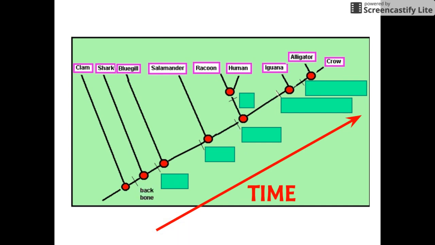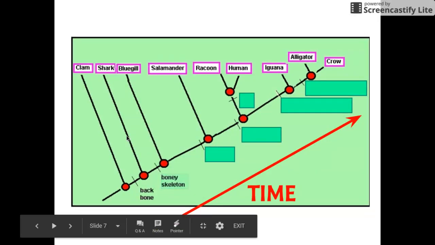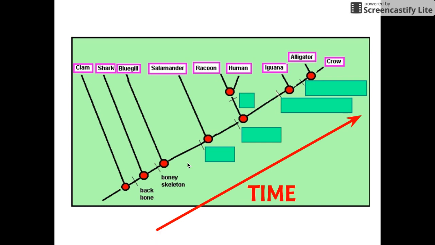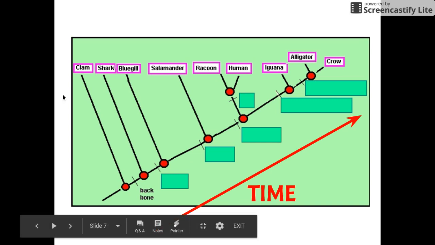So let's just go ahead and get rid of one of these boxes. Okay, so the derived characteristic that we're looking at is a backbone. So from this point forward in time, all of those animals have a backbone. They're vertebrates. The clam is an invertebrate, so he gets put off to the side in what we call an outgroup. He is the least related because he is an invertebrate and doesn't have a backbone.